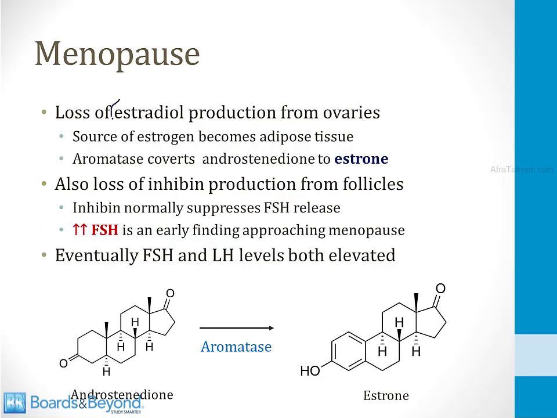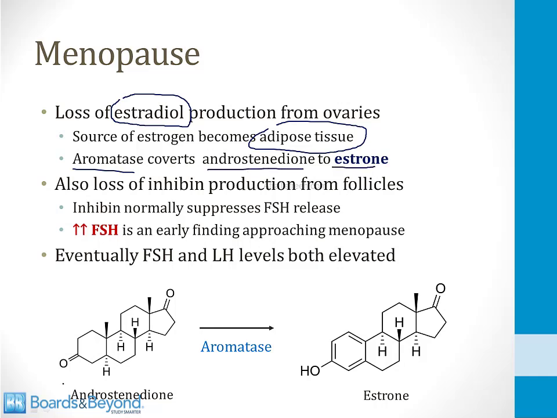More specifically, the woman loses estradiol production from the ovaries. The theca and granulosa cells are no longer producing estradiol. This does not, however, mean that there is a complete lack of estrogens. The source of estrogen after menopause becomes adipose tissue. Recall that adipose tissue has the enzyme aromatase, and it can convert androgens like androstenedione into estrone.